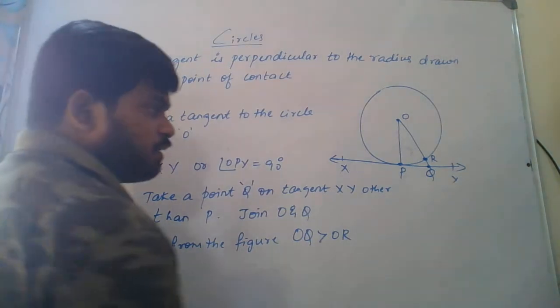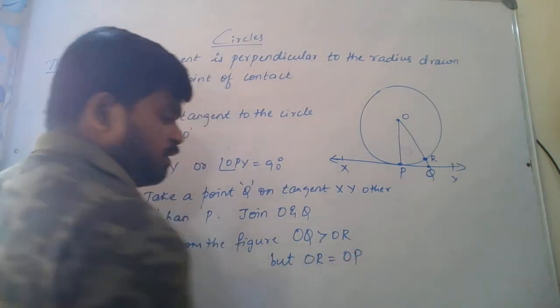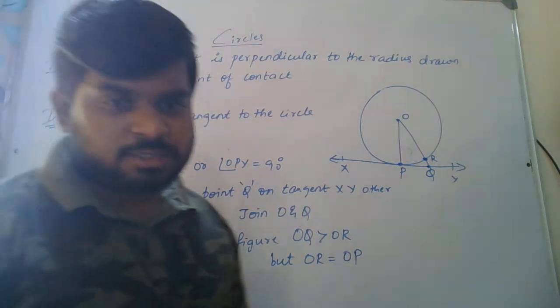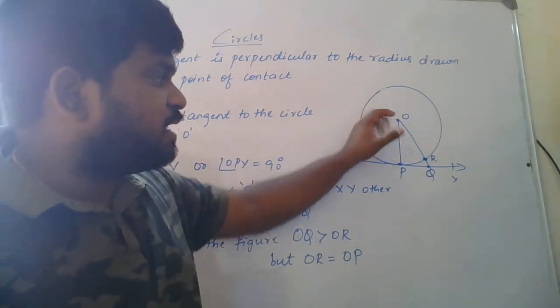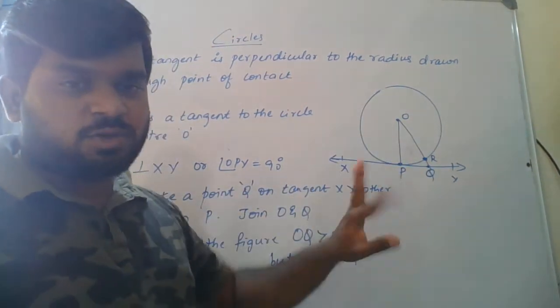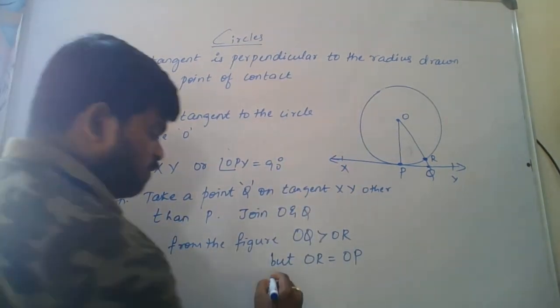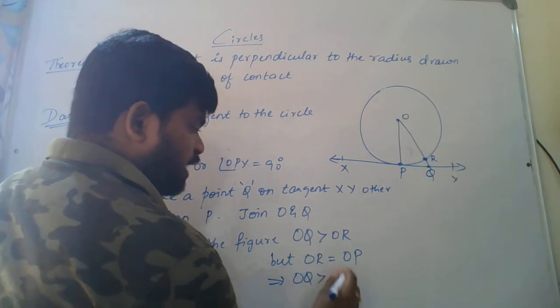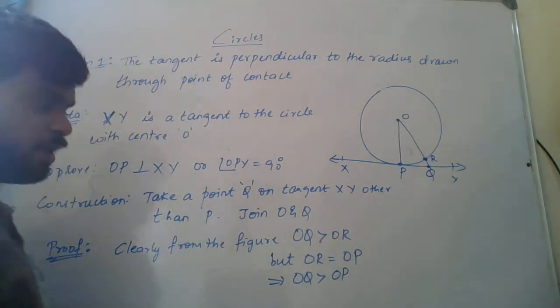But we know that OR can be written as OP. Can you guess why? Simple. OP is radius. OR is also radius. So take out OR, I can also write OP because radii are the same, right? So I can write, which implies OQ is greater than, take out OR and write it as OP.